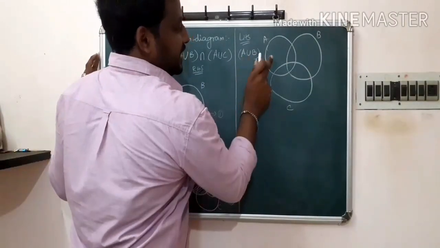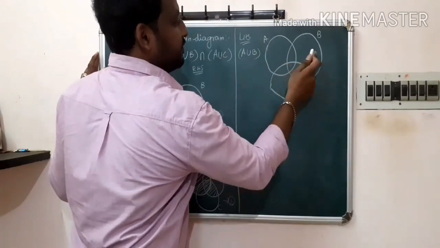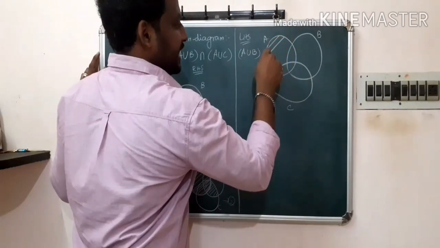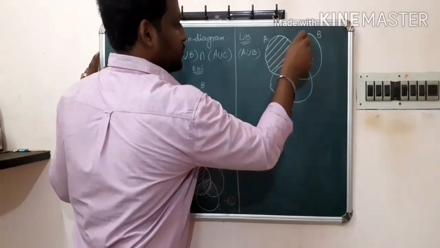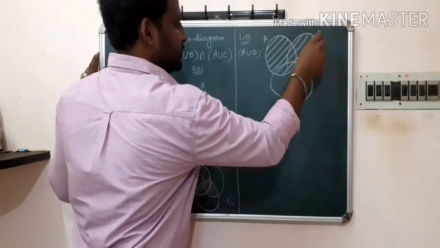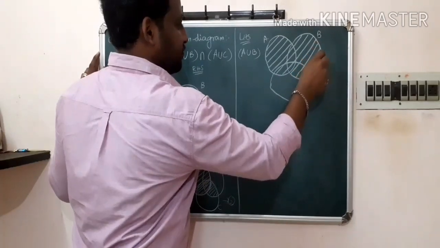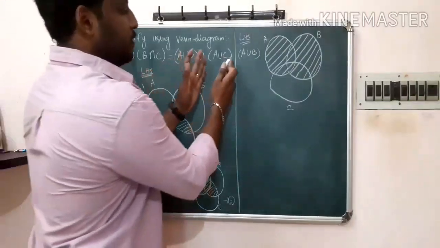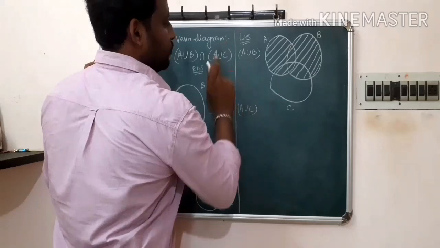A union B. Set A is here, set B is here. So we have to take union of both A and B. We have to shade both A and B. These two sets we have to shade. Don't worry about the set C. So this is A union B, and then we have to find out A union C, the second one.